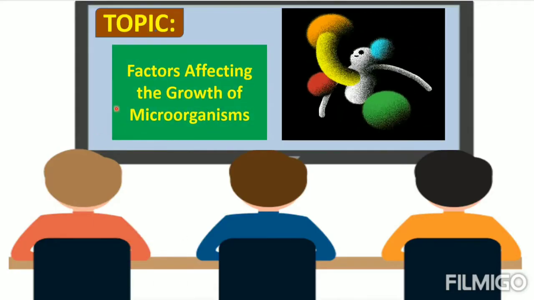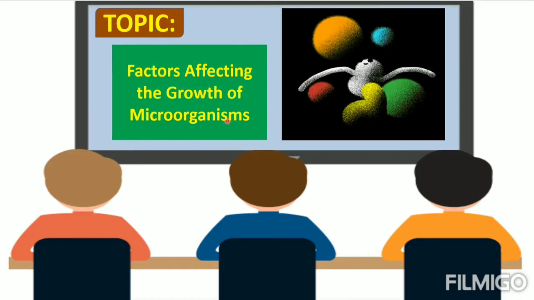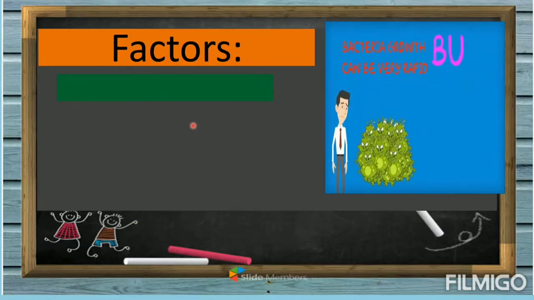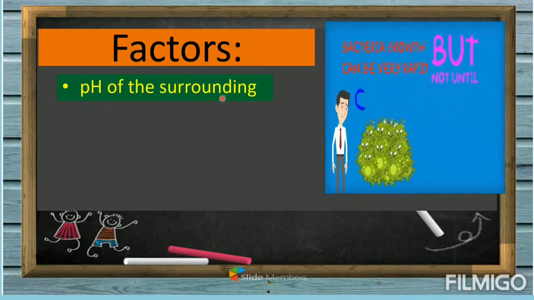Hello everyone! Today's topic, you're going to learn about the factors affecting the growth of microorganisms. The following are the factors that affect the growth of microorganisms. Number 1, we have the pH of the surrounding.